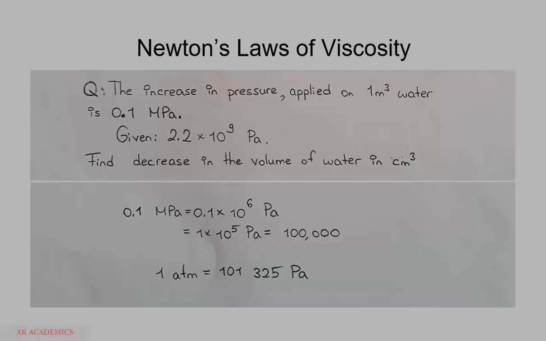Given 2.2 times 10 raised to the power 9 pascal, find the decrease in volume of water in cubic centimeters. So the first thing we want to do is to convert 0.1 megapascal into a unit we understand, and that's going to be 0.1 times 10 raised to the power 6 pascal. Mega represents 10 raised to the power 6, and that's going to be equal to 1 times 10 raised to the power 5 if you mathematically eliminate this decimal point. And that gives us 100,000 pascal. That's what we have here.